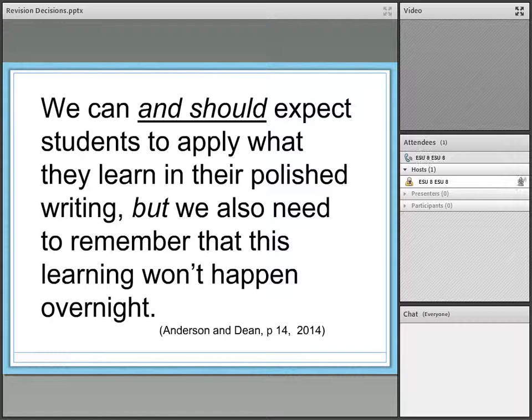Look at this Anderson and Dean quote. We can and should expect students to apply what they learn in their polished writing, but we also need to remember that this learning won't happen overnight. Pretty powerful, huh? I don't know how many times I myself as a teacher have listened to one of you as teachers say, but I covered that and they just aren't doing it. They just aren't using it.